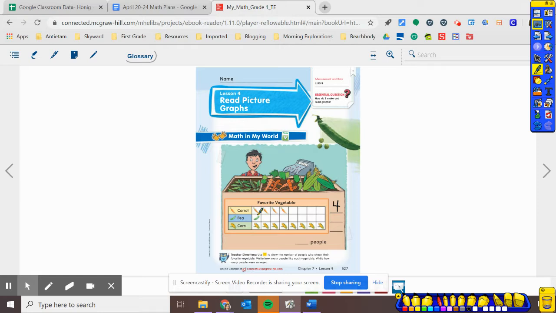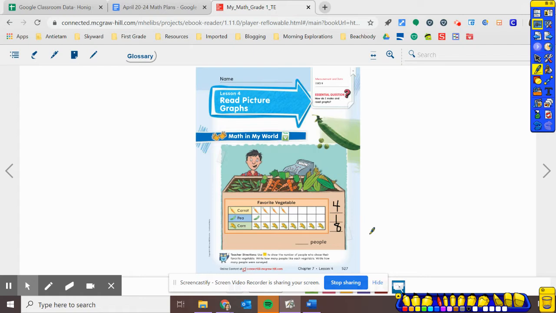Let's see how many people voted for pea. I see 1. So we'll write a 1 on that line. How many people voted for corn? 1, 2, 3, 4, 5, 6, 7, 8 people voted for corn. So we're going to write an 8 on our line.